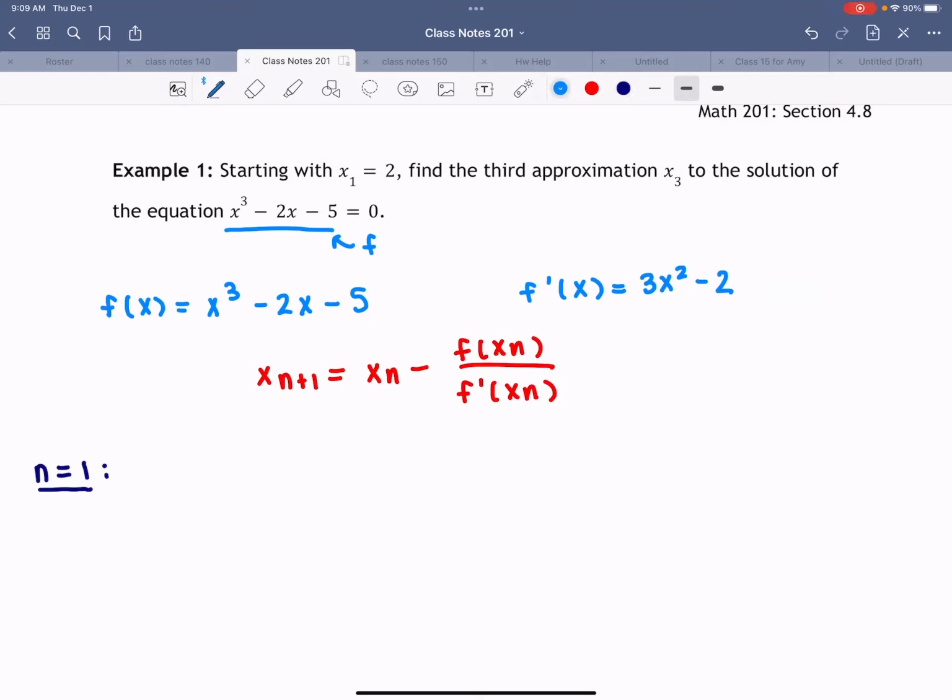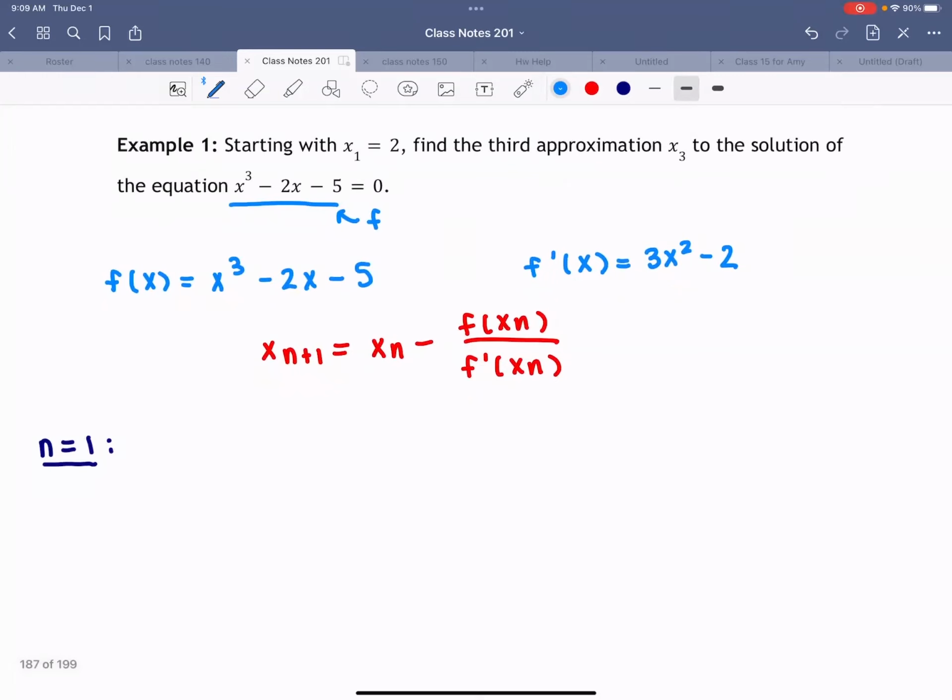What I'm going to do is rewrite this formula, but instead of writing n, I'm going to write 1. If I plug n equals 1 into my formula, I get x_{1+1} equals x_1 minus f of x_1 over f prime of x_1. Well, 1 plus 1 is 2, so this is really giving me a formula for x_2. Does everyone see how I got that? Okay, cool.